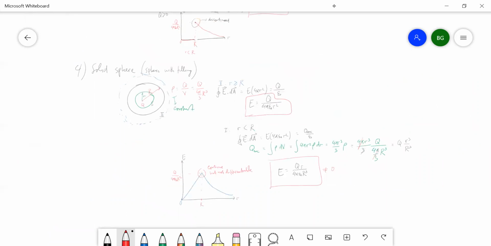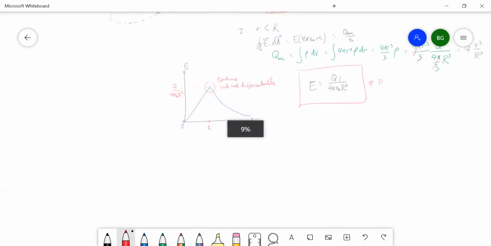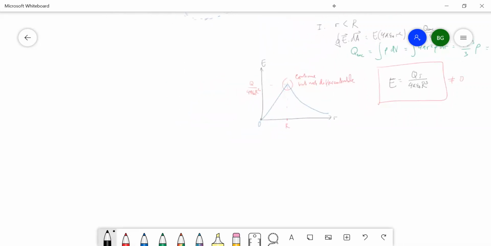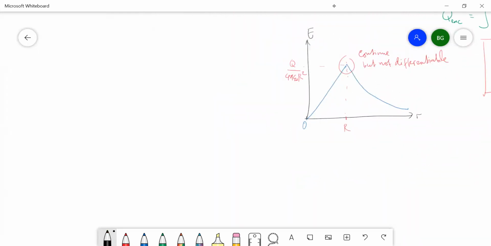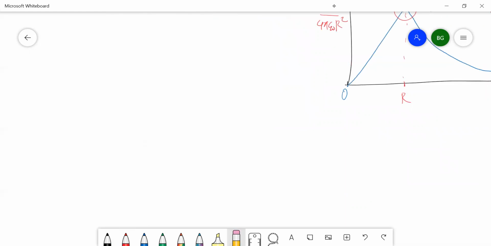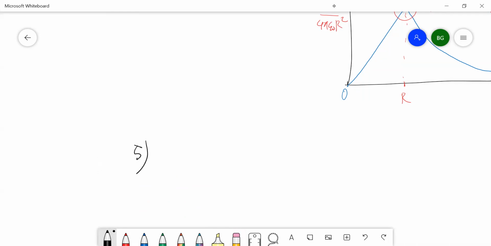Okay. So I will continue with another example, the fifth example.